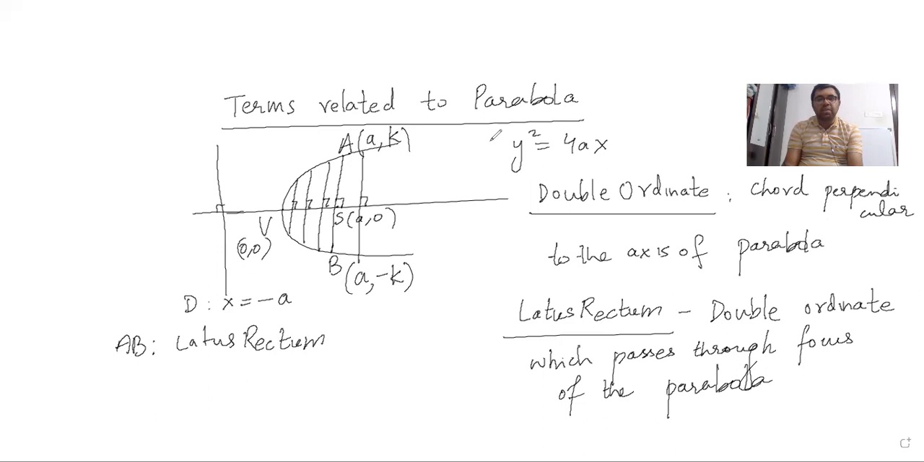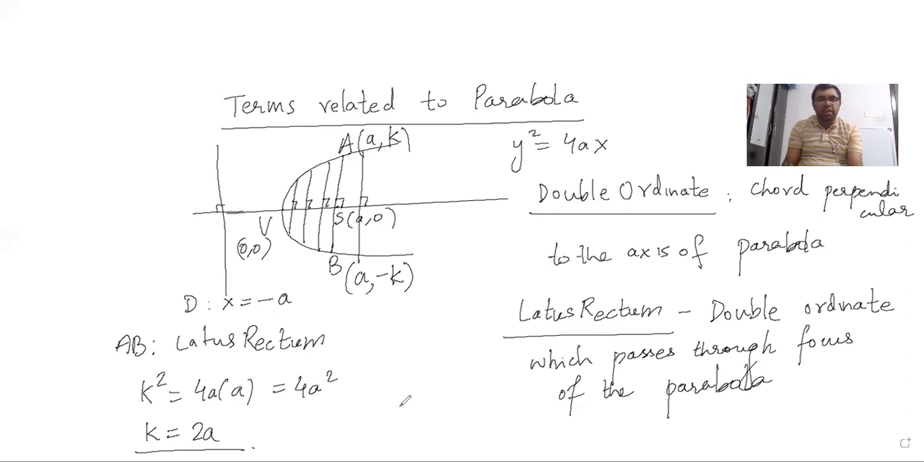Therefore, we can substitute these coordinates in the equation of the parabola. So we get k square is equal to 4a, and the value of x is a. So 4a into a, therefore 4a square. Now k square is equal to 4a square, which means k is equal to 2a. Okay. So if k is equal to 2a, therefore this length is 2a and this length is also 2a.